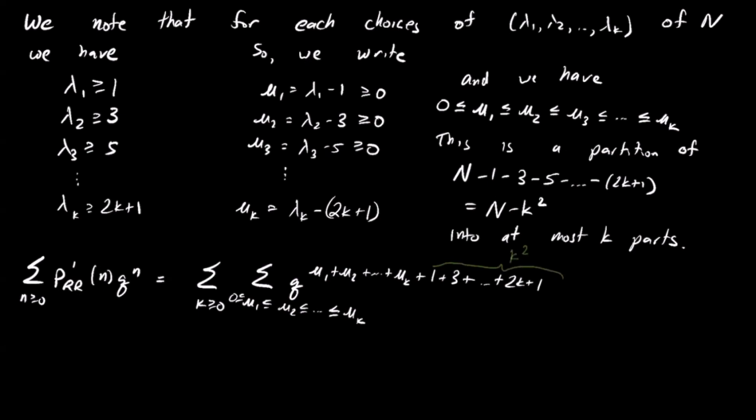All right, so what we're actually looking at is the sum over k greater than or equal to 0, sum over 0 less than or equal to mu1 less than or equal to mu2, and so on, of q to the k squared times q to the mu1 plus mu2 plus dot dot dot plus mu k. Right, so we're actually looking at this expression. And what I'll do is I'll take this q to the k squared and I'll move it out of the sum. I'll write this q to the k squared out here.